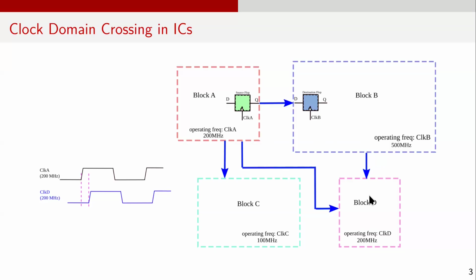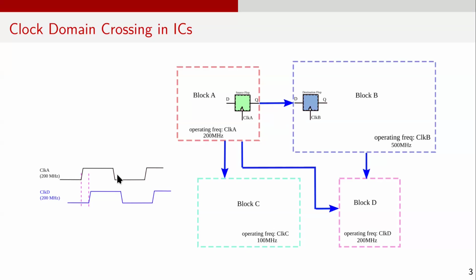However, since they operate in different clock domains, any improperly designed clock domain crossing interface can introduce timing violations between the source flip-flop, shown here in green, and the destination flip-flop, shown in blue, since they are in different clock domains. This may result in metastability, functional error, or even complete design failure. Therefore, special care must be taken when designing clock domain crossing interfaces to ensure correct data transfer between the blocks.